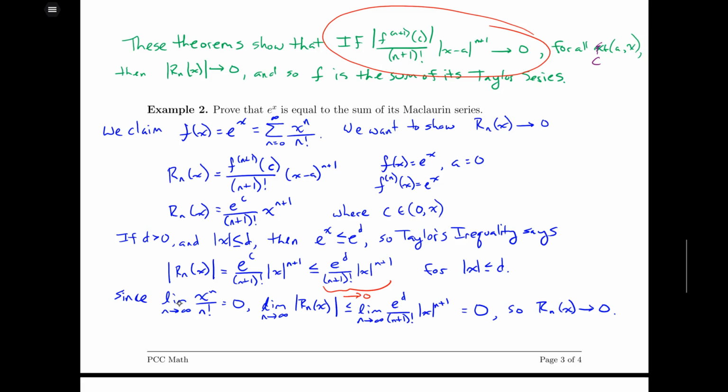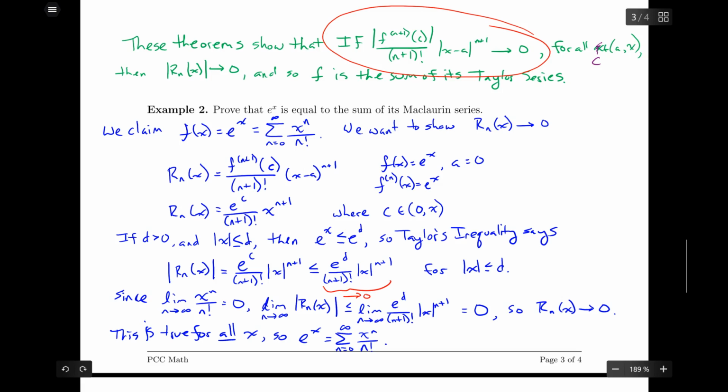And this is true for all values of x. So e to the x is always equal to the sum of its Taylor series, the sum as n goes from 0 to infinity of x to the power of n over n factorial. All we needed to do was to show that this is a true statement, and that's what we just did.